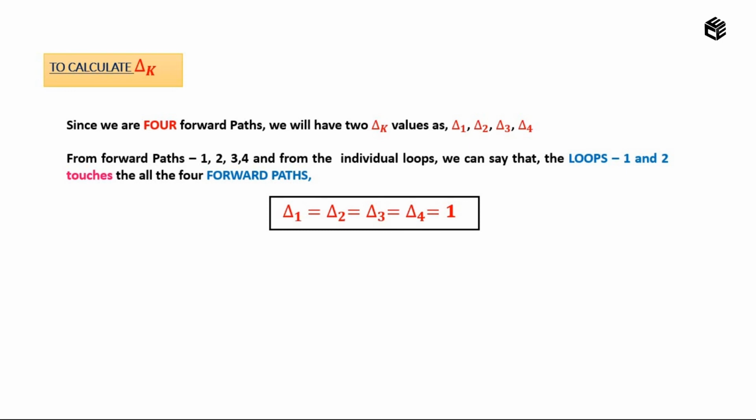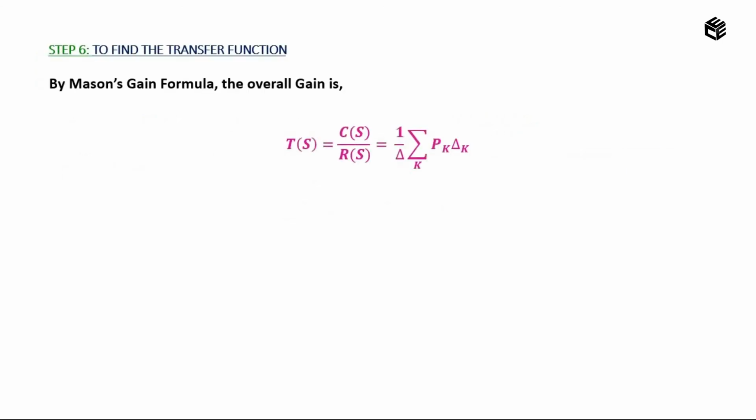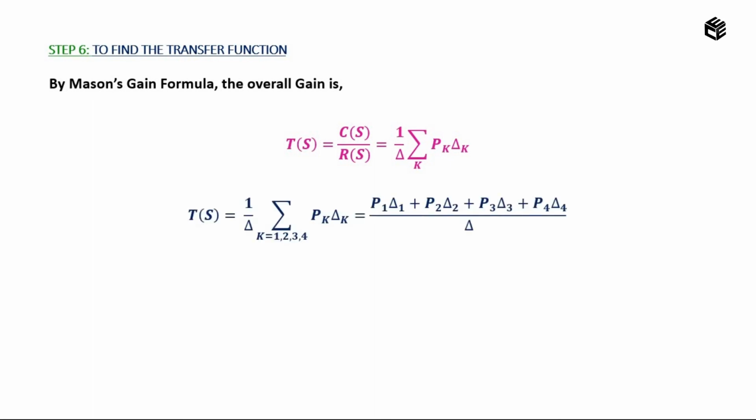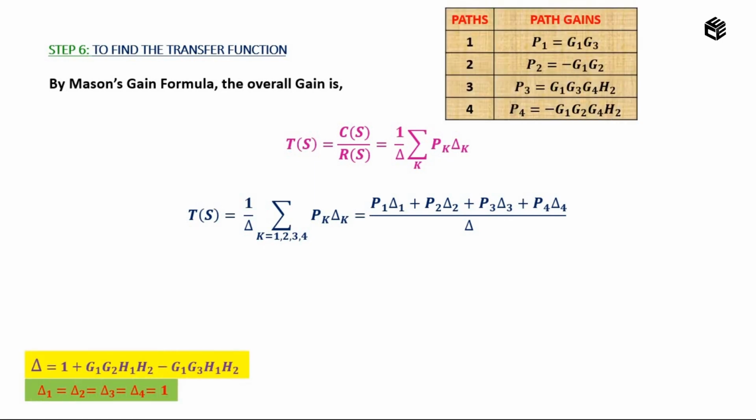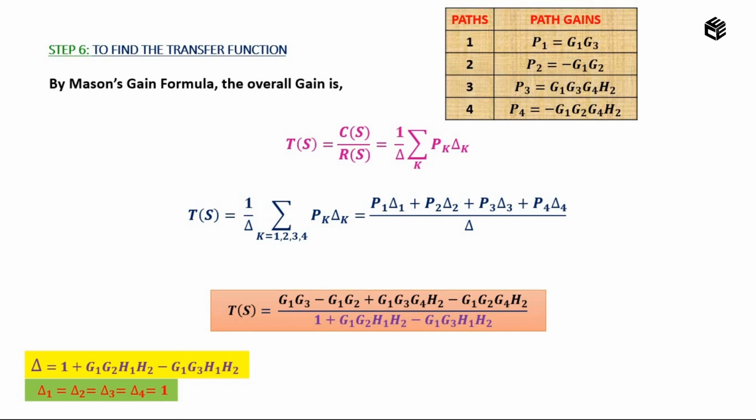Next step is we will be finding the transfer function with the help of Mason's gain formula. We know the formula, that is T of S is equal to 1 by del summation K Pk del K and the value of K is from 1 to 4. We have expanded the formula with respect to K value and from the previous slides we identified the value of P1 as this, del 1, del 2, del 3, del 4 value and del values as this. Okay. On substituting all these values we will get the transfer function as this.